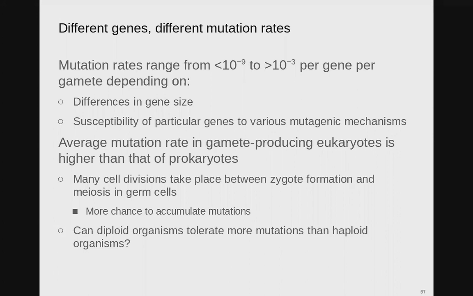And different genes have different mutation rates. Some genes have very, very low mutation rates, 1 in a billion. Others have relatively high ones, 1 in 1,000, so much more common. And it depends on the gene size. Now, if you were to make an educated guess, what type of gene do you think mutates the most? Small genes or large genes? I heard large and small. So I heard large.